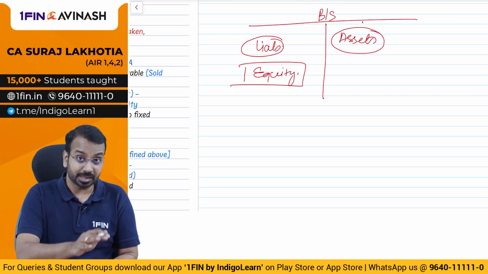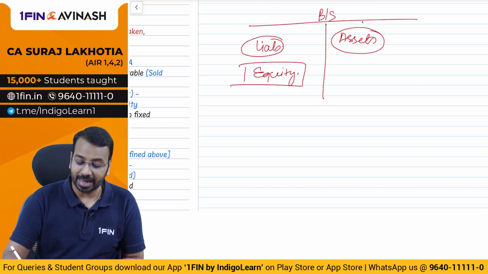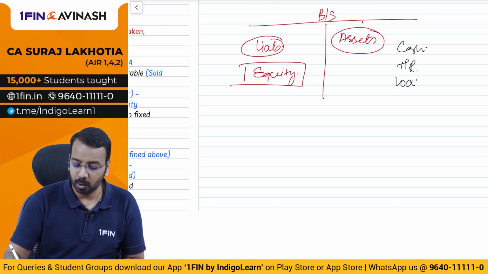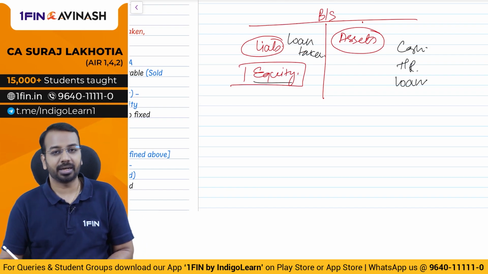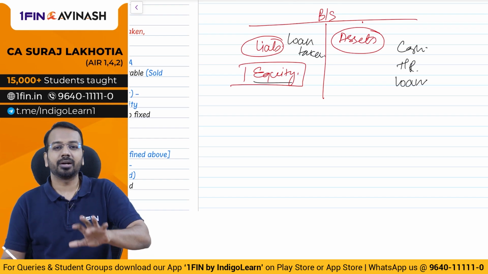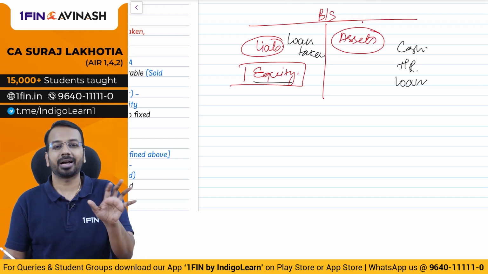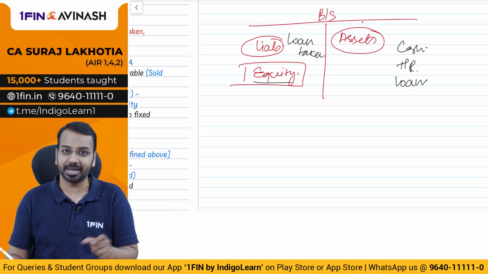What was earlier missing was handling assets like cash, trade receivables, loans given. On the liability side, loan taken, and specific guidance on how to handle equity. All of these were not specifically covered under accounting standards, the earlier accounting standards, right?